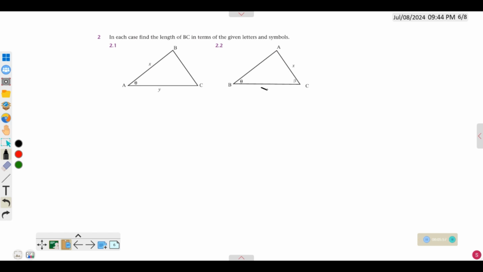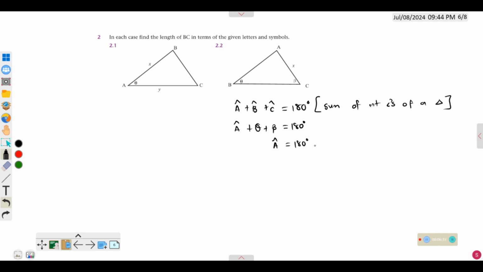Remember, we are trying to find this side here, which is BC. But if you look at BC, it's related to that angle, which is A, and we don't have angle A. Is there a way to find angle A? Yes, there is. It's that theta and beta there because we have two angles now. So if we say angle A plus angle B plus angle C, it should give us 180 degrees. These are the sum of interior angles of a triangle. We don't have angle A, so it's angle A plus theta, plus C, which is beta, gives us that. Now we have that angle A is equal to 180 degrees minus.